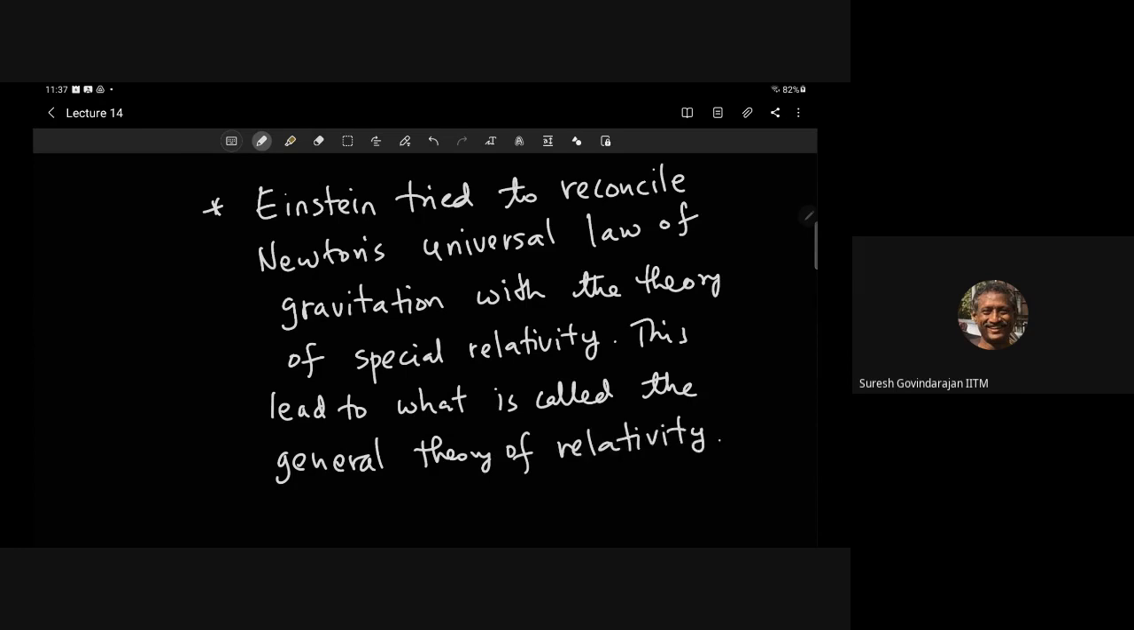So my friend Rajesh Gopakumar had a very interesting statement which he made. He said that there is nothing special about the special theory of relativity because it's applicable for everything, and there's nothing general about the general theory of relativity because it deals with only one force, the gravitational force. So that's a wonderful, wonderful thing.